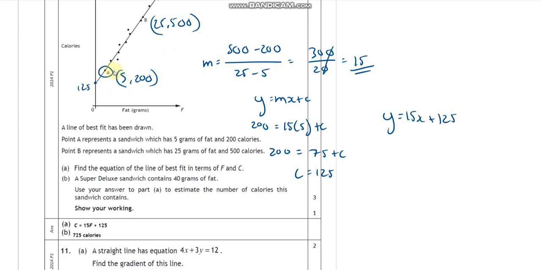Write it in the right form. Got calories is equal to 15 F for fat plus 125. And if I wanted the last bit, I'm running out of time. Yeah, contains 40 grams of fat, number of calories. All we're doing is substituting the number 40 in there. 40 times 15 plus 125.